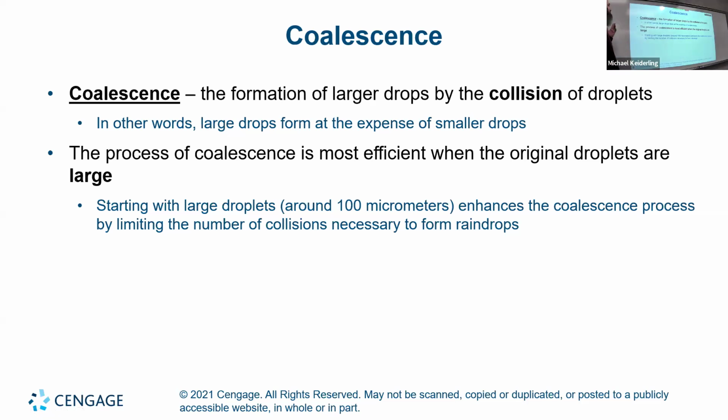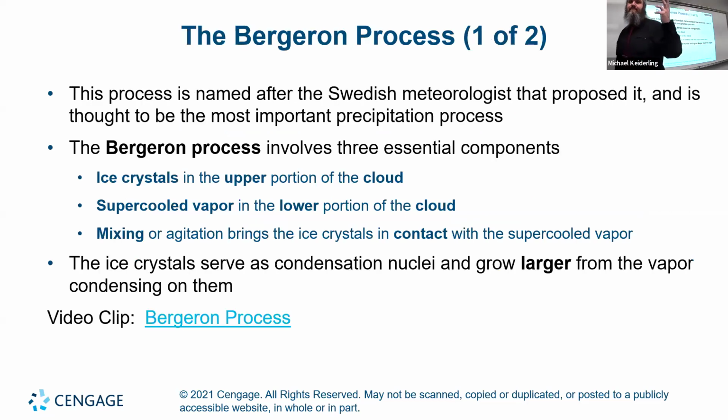And the process of coalescence is most efficient when the original droplets are large. So starting with larger droplets enhances the coalescence process because you don't need as many collisions to form the raindrops. So this coalescence primarily occurs in warmer clouds at lower altitudes with lots of water.